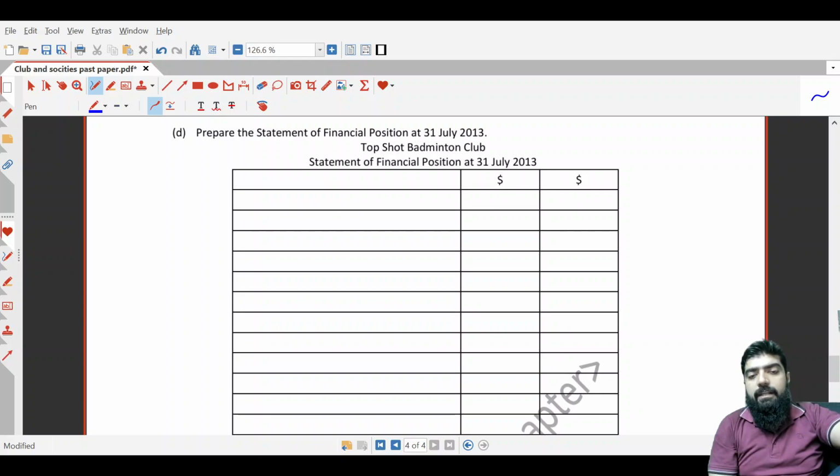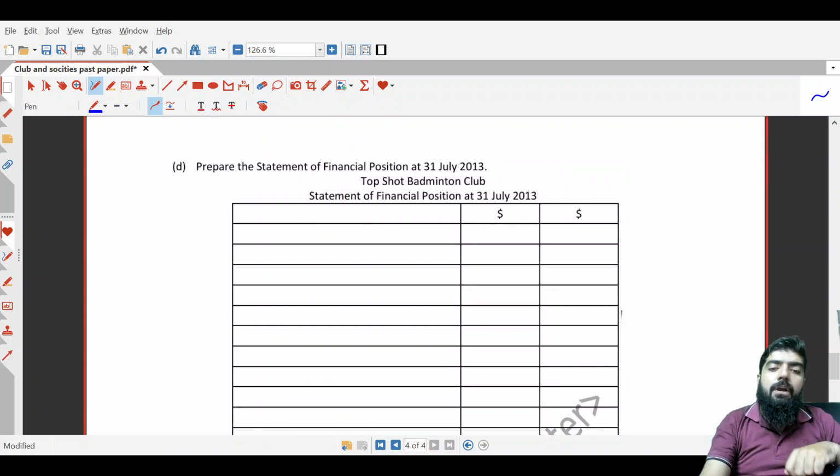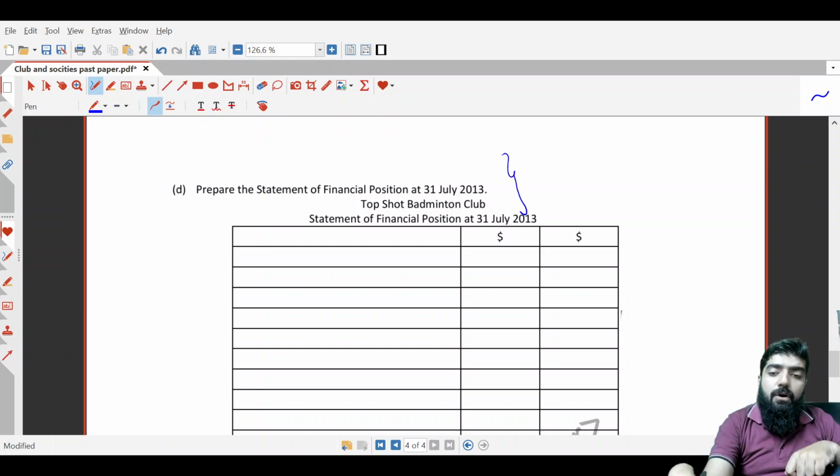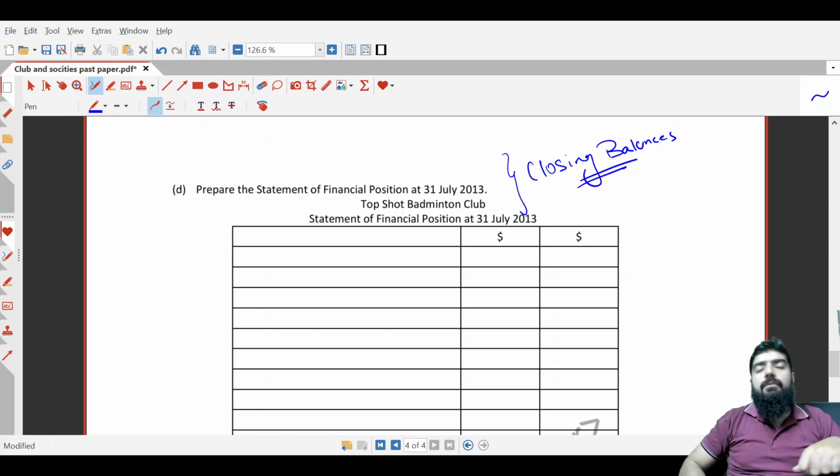Okay, now moving on to the another requirement, that is the balance sheet. I told you, whenever we are preparing the balance sheet, the financial position, we always put only the closing balances. Are you getting the point?